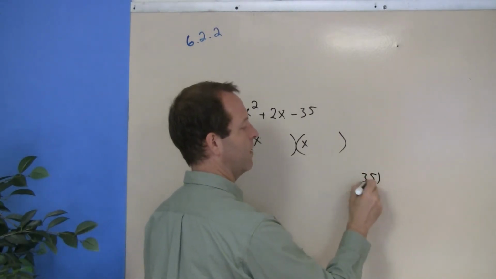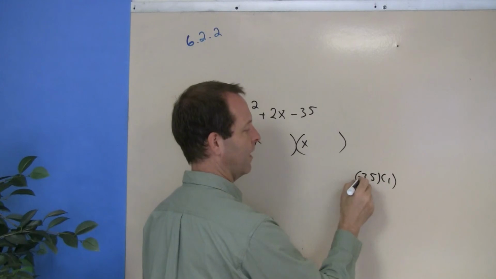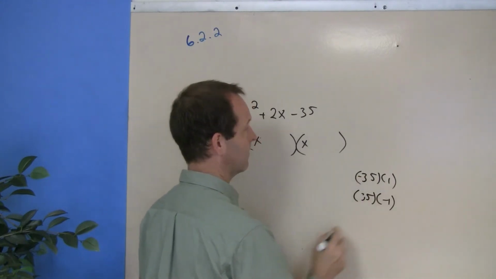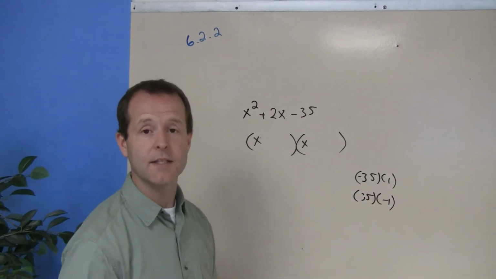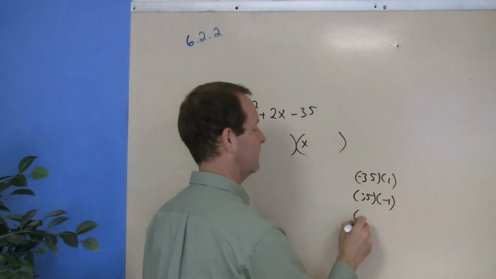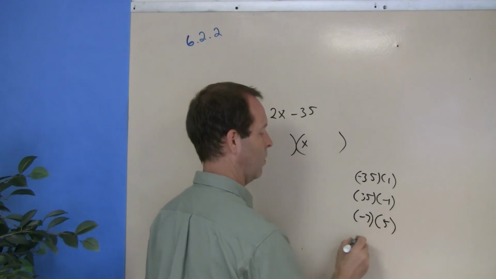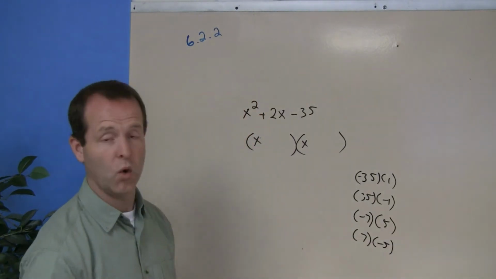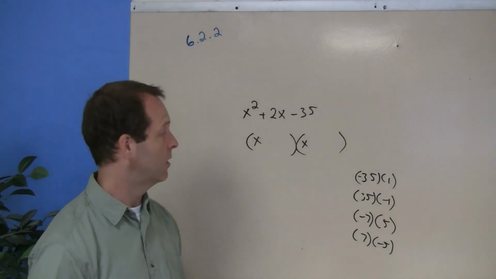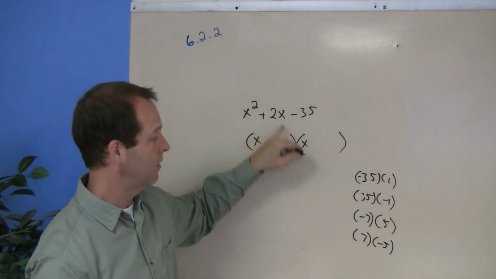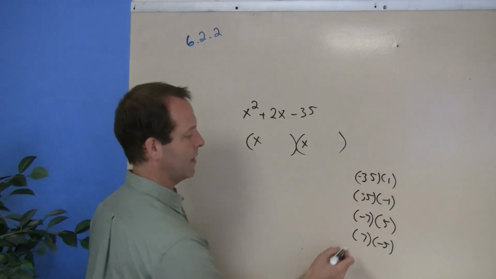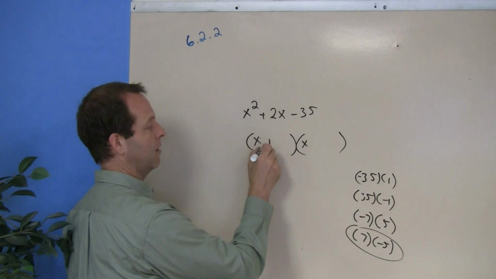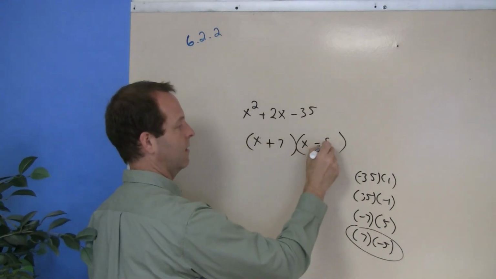Well, I have a 35 and a 1. And 1 can be positive, 1's negative, so negative 35 can also be a negative 7 and a 5. Or a positive 7 and a negative 5. So do any of those options when I add together produce this middle term, which is a positive 2? Looks like this last one does. 7 and negative 5. So my factors are x plus 7 and x minus 5.